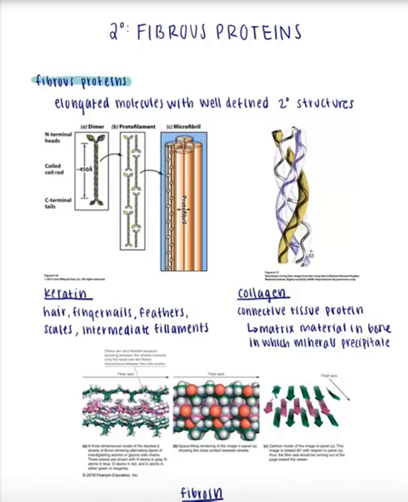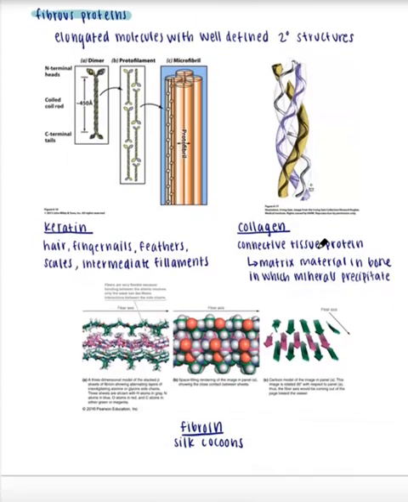Then there's collagen, which is a connective tissue protein, and that plays a role in our like bones. And then there's also something known as fibroin, which is actually in silk cocoons. So you can see here, keratin and collagen both had alpha helical structures, but then the fibroin has the beta pleated sheets, and so you see these planes of rows happening.